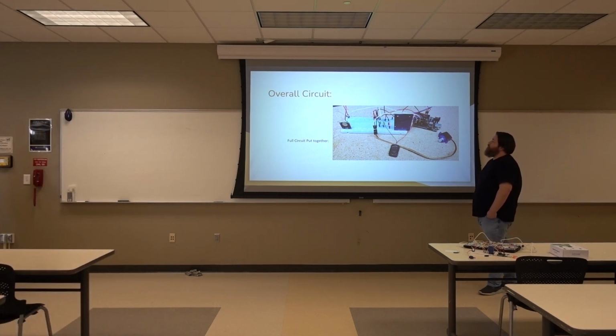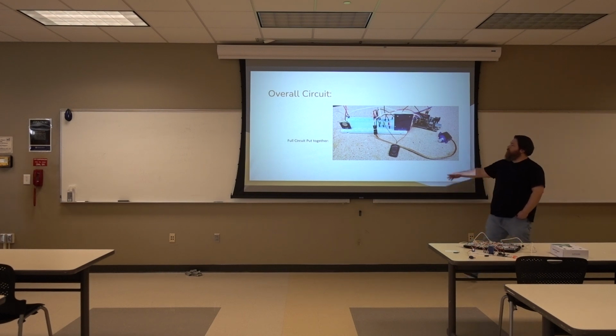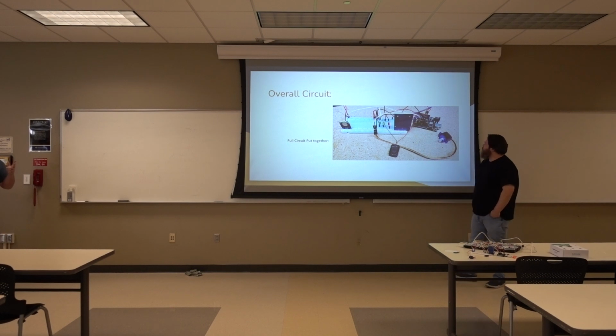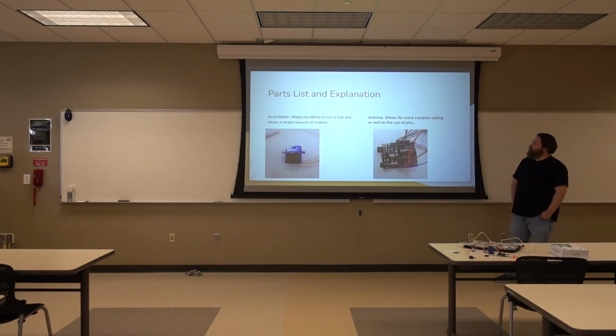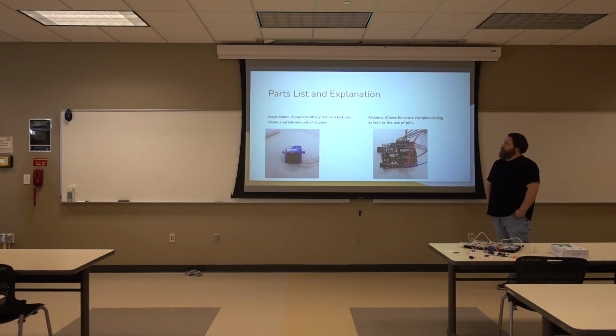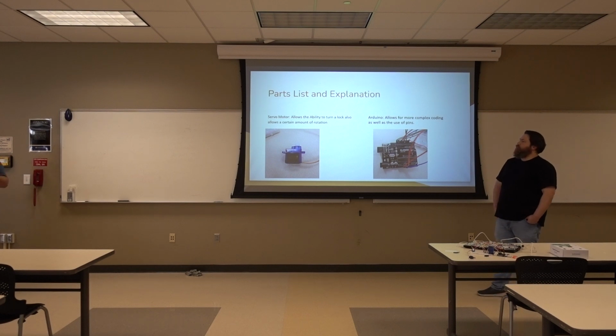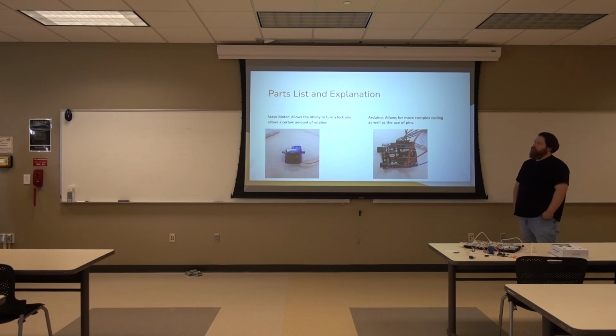This is a picture of our overall circuit. As you can see, the touch sensor, the RFID scanner, LEDs, the speaker, and the servo motor, and of course the Arduino that's used to control everything. The first part of our parts list is the servo motor. This one can change how many degrees it turns, so we have it turning 90 degrees to show a locking mechanism. Then we have the Arduino, which is the brains of our entire circuit, where we will code it and give it parameters for what we want it to do.